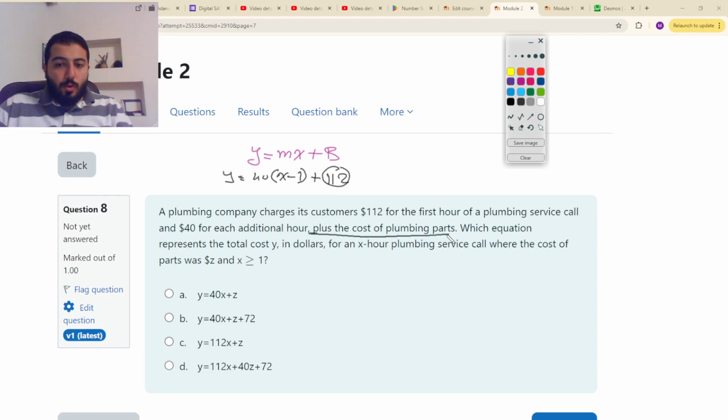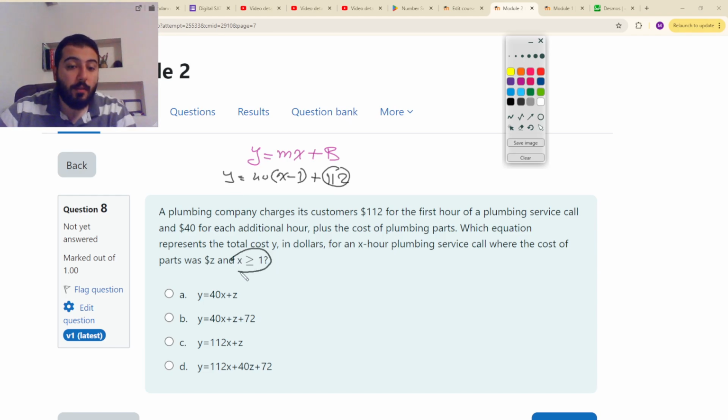Okay, plus the cost of plumbing parts. Which equation represents the total cost y in dollars for x hours of plumbing service call, where the cost of the parts is Z dollars? So let's investigate first why it gave us x more than or equal to 1. Because what if the plumber worked less than 1 hour? We cannot use this equation. If he worked less than 1 hour, if x is less than or equal to 1, the customer will pay him $112.